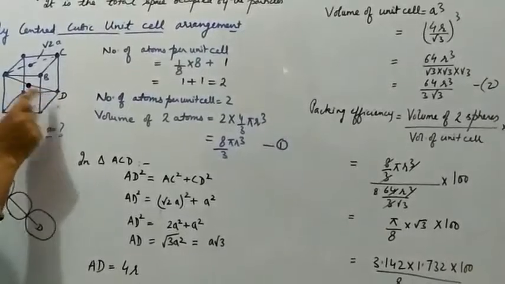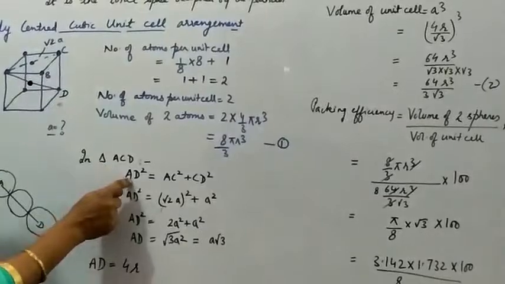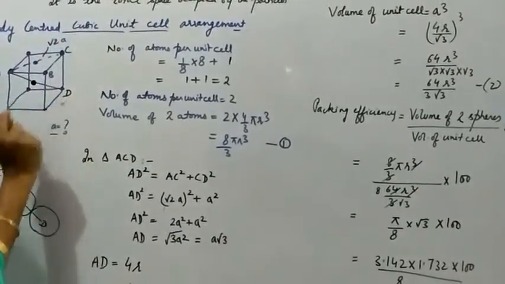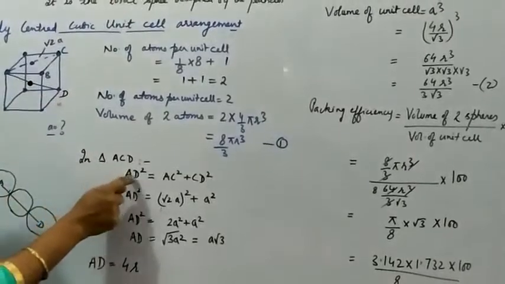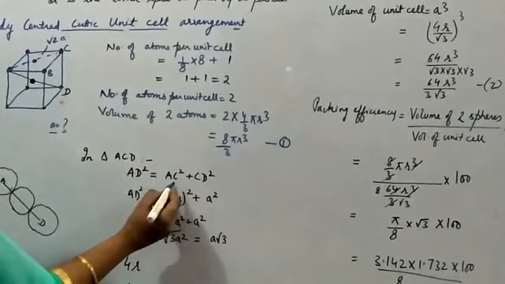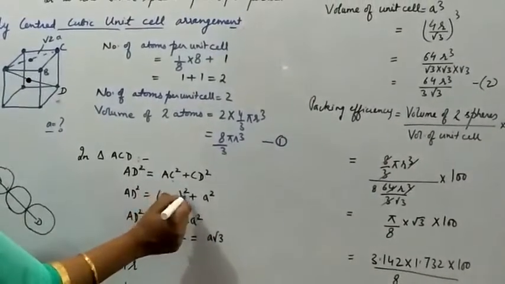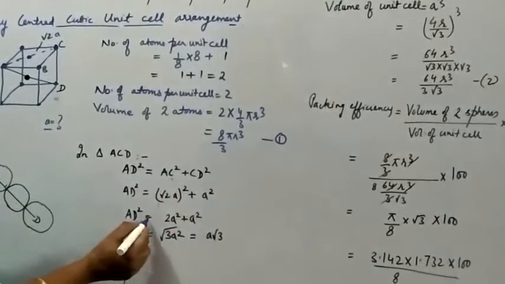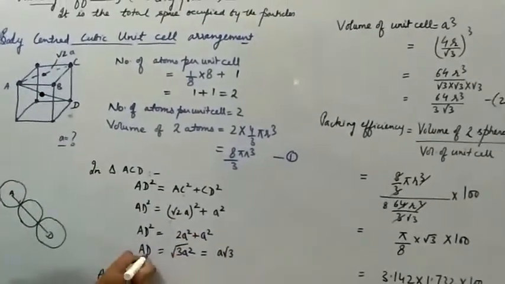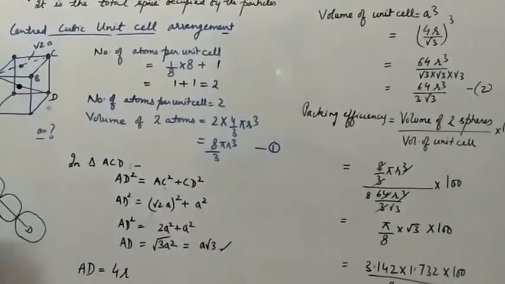Now we have to find out AD here. AD is the body diagonal. Now AD square is equal to, we will consider triangle ACD. Here we will find AD. So AD square equals AC square plus CD square. Putting the value of AC, we get root 2a whole square plus a square. So AD square equals 2a square plus a square, which becomes 3a square. So AD will be under root 3a square, so finally we get a root 3.